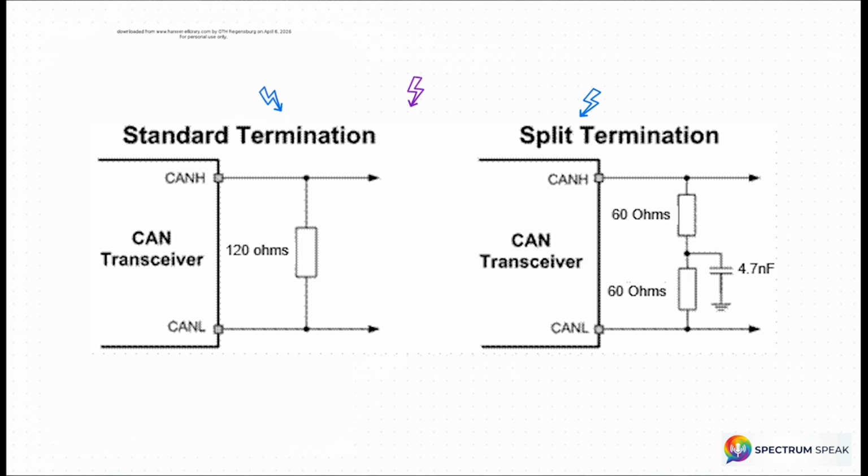Now, a highly robust real-world solution for this is called split termination. Instead of just slapping a single 120-ohm resistor across the lines, engineers use two 60-ohm resistors in series, and right at the middle point between them, they connect a 4.7 nanofarad capacitor that goes straight to ground. This is brilliant because it doesn't just equalize the voltage. That capacitor acts as a low-pass filter, draining high-frequency electromagnetic interference right out of your network.